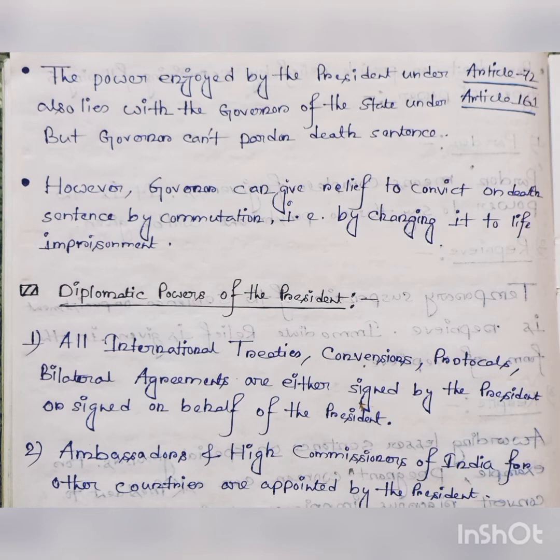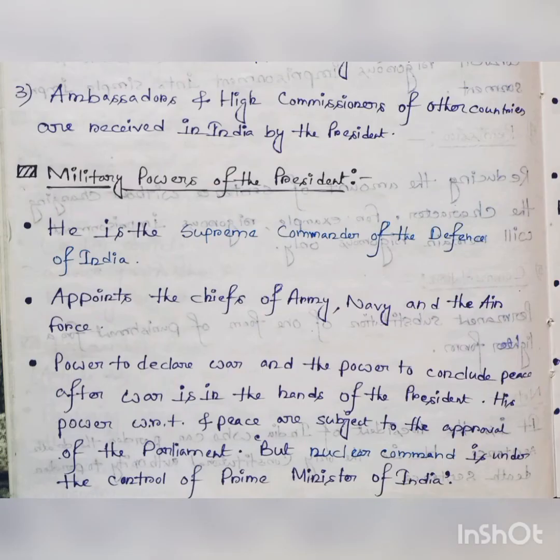Number 1, all the international treaties, conventions, protocols and bilateral agreements are either signed by the President or signed on behalf of the President. Number 2, the ambassadors and High Commissioners of India to other countries are appointed by the President of India. Number 3, ambassadors and High Commissioners of other countries are received in India by the President of India.